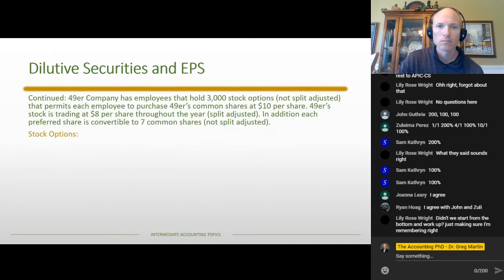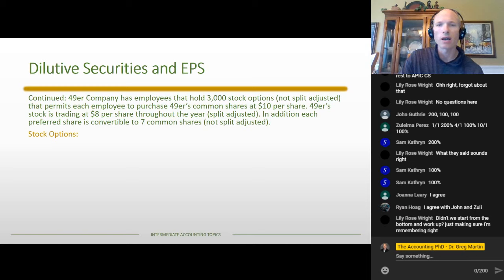Okay, so now we're going to take that information that we just did. We have our basic earnings per share, and now we're going to have some other things. This is getting to our diluted earnings per share. We have employees that hold 3,000 stock options that have not been split adjusted. It gives them the right to purchase common shares at $10 per share. And the company's stock is trading at $8 per share throughout the year. In addition, each preferred share is convertible to 7 common shares. So I just introduced 2 elements to this. Again, stock options and convertible preferred stock.